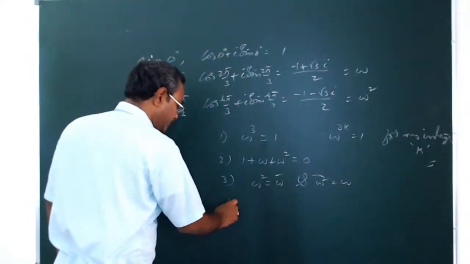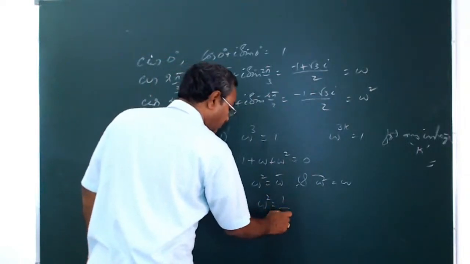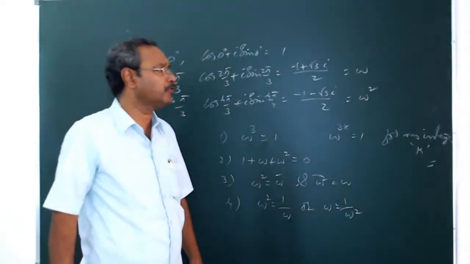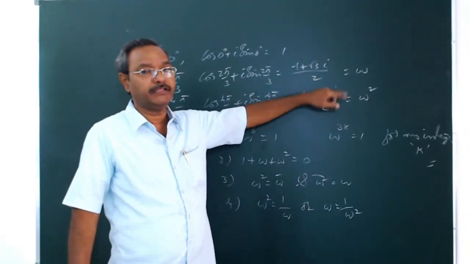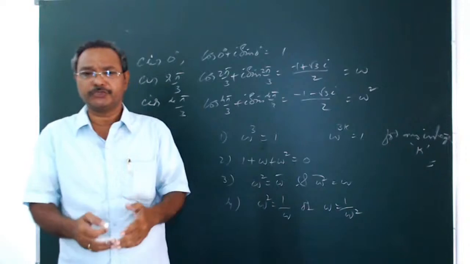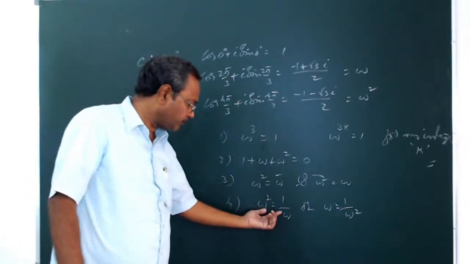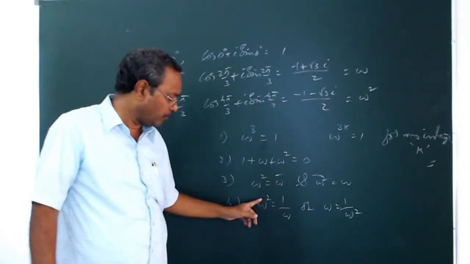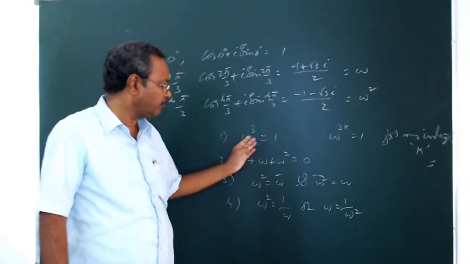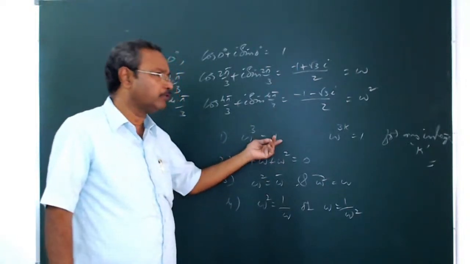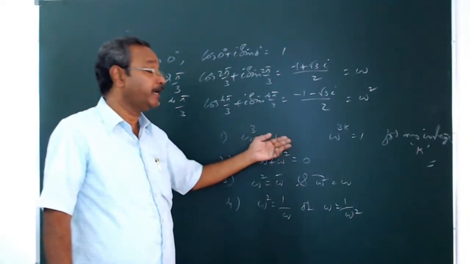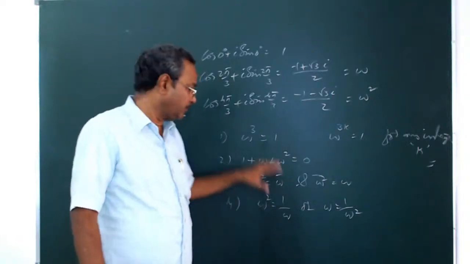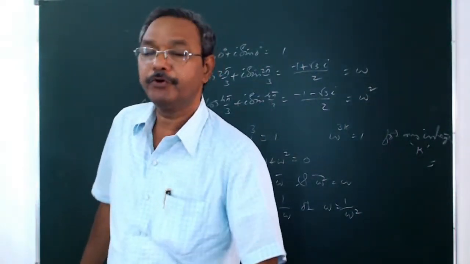The next one is omega square is equal to 1 by omega, or omega is equal to 1 by omega square. One is the reciprocal of the other. So the product of these two is equal to 1. Cross multiply the terms: omega square into omega, that is omega cube, should be equal to 1 by virtue of this result. So omega cube is equal to 1 straight away gives omega square equal to 1 by omega, or omega equal to 1 by omega square. So these are the points you have to remember.